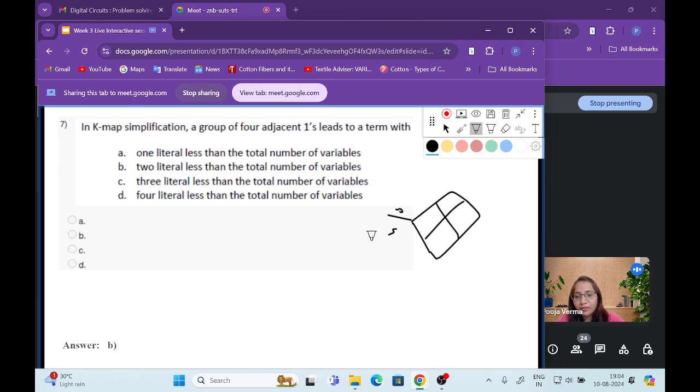For example, if there are m variables, 2 to the power m cells will be there, right? So m variables will be there. Okay, and that m variables eliminate the m minus 1 literal. So option B is the correct answer for this.